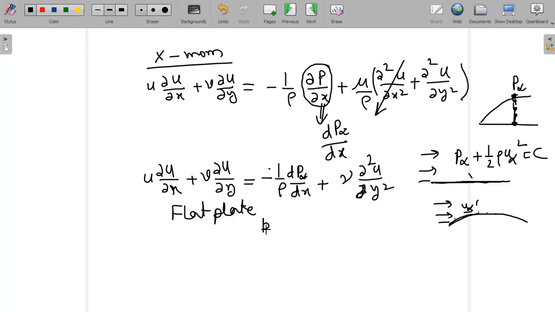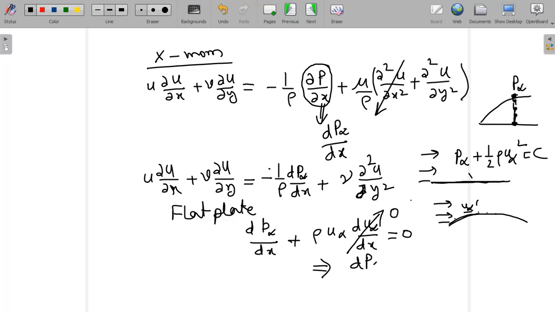If we differentiate both sides with respect to x, that will give you dp infinity dx plus rho into u infinity into du infinity dx, and that is equal to 0. And for a flat plate, du infinity dx is equal to 0. So this implies that for a flat plate dp infinity dx is equal to 0. If you use this result for a flat plate analysis, then the pressure gradient term will become 0 for a flat plate.